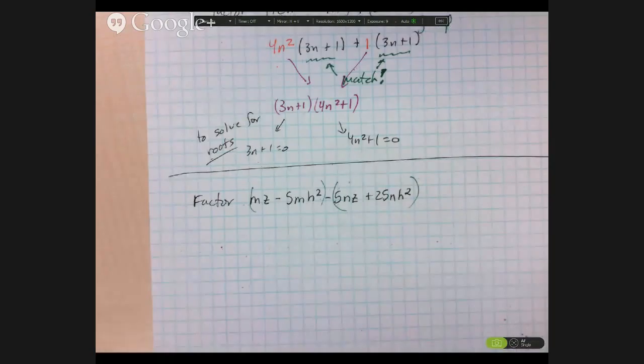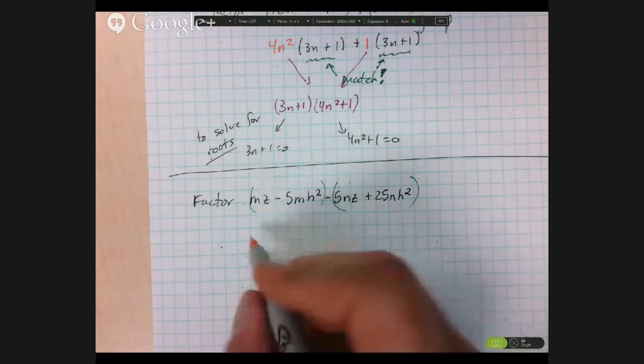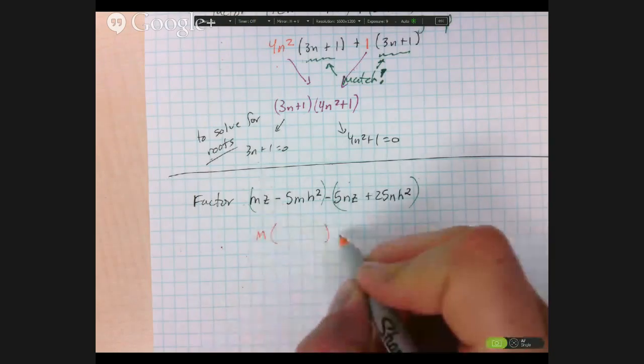It's mz minus 5mh squared minus 5nz plus 25nh squared. It's a mouthful. What can I factor out of this one? And that one.